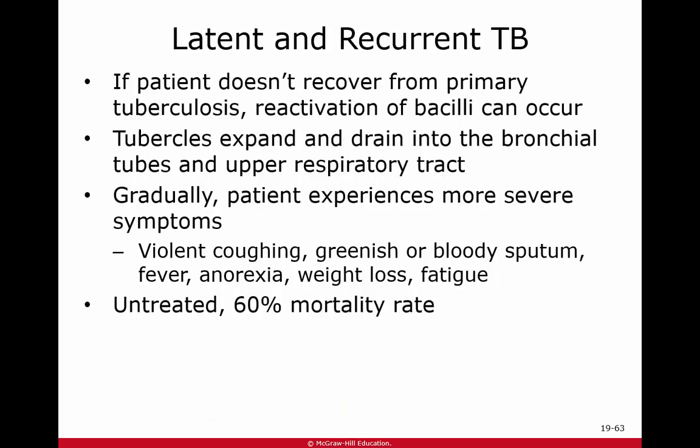Now, if a person doesn't recover from the primary tuberculosis, the bacilli can reactivate, and the tubercles will expand and drain into the bronchial tubes and the upper respiratory tract. Usually there'll be violent coughing, greenish or bloody sputum, fever, anorexia, weight loss, fatigue, and if it's not treated, there's a 60% mortality rate.